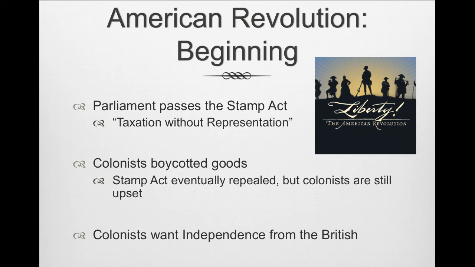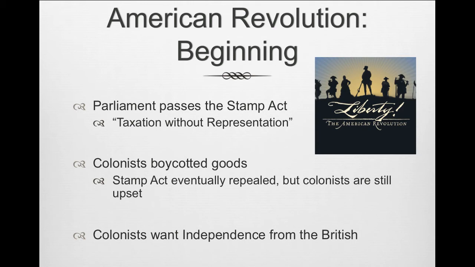So what the colonists do is they boycott the goods. They start to protest. They're able to get the Stamp Act eventually repealed, but the colonists are still upset because, as you know, there was a series of acts and laws and taxes that were continuing to be passed on the colonists. So the end result is the colonists decide that eventually they're going to want independence from the British. They form the First Continental Congress, and they make a list of grievances or some complaints. They send it to King George III in England, but there's no attention being paid to them.